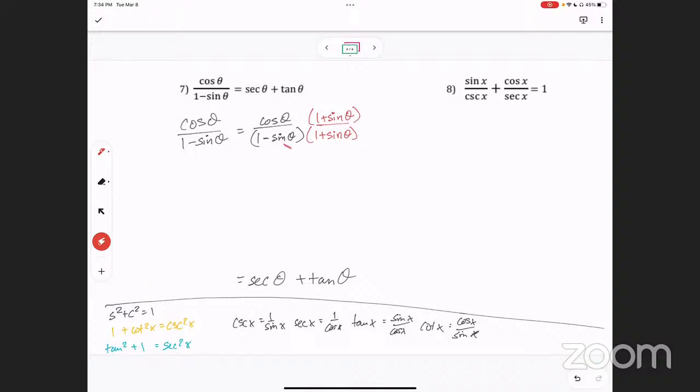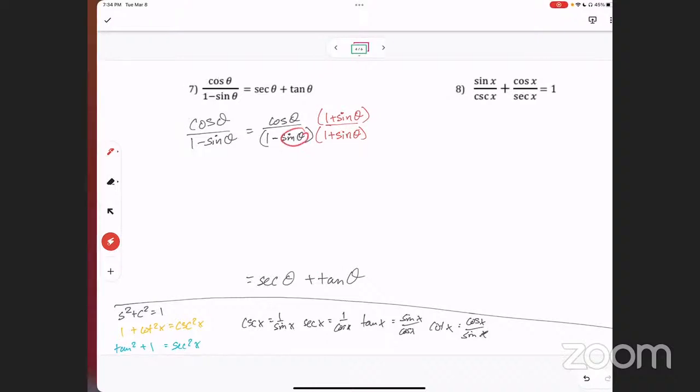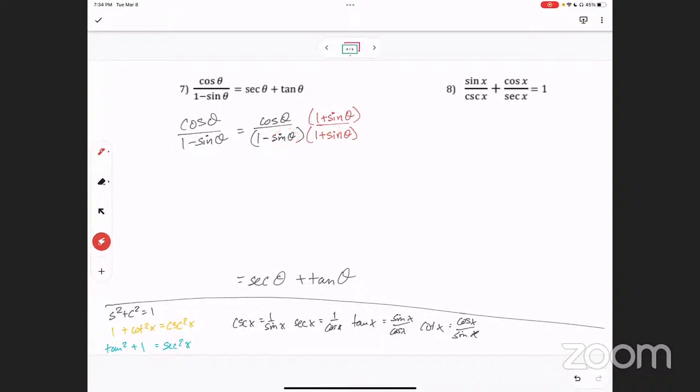And what's going to happen to this times this? It's going to be sine squared. Hey, doesn't that sound familiar to you? Oh, yeah. Sine squared is going to give me one of these Pythagorean identities.